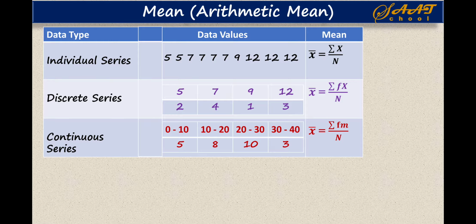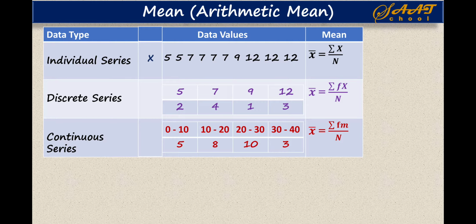And finally we have continuous series, in which the data are given in class intervals, meaning 0 to 10, that is one class interval, second 10 to 20, and so on. And the second row represents that there are 5 items between 0 to 10. Similarly, between 10 to 20, there are 8 items or 8 data values, and so on.